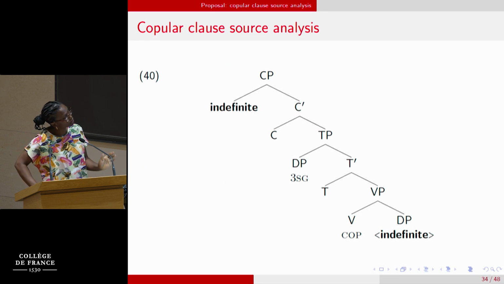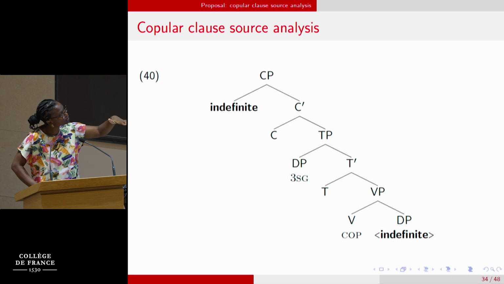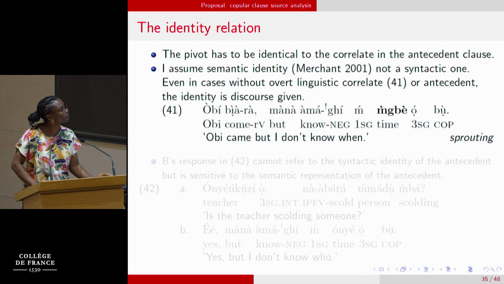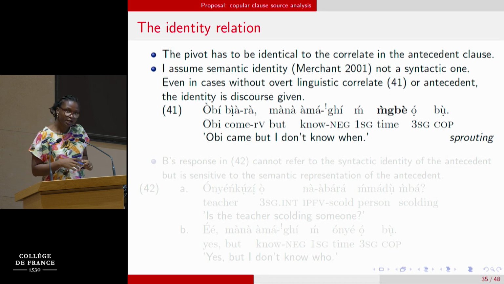So here is a structure. We have this post-copular DP element, which is moved to the specifier of a CP in the embedded clause position. So going by the copular clause analysis, how do we now establish this kind of identity with what we have in the antecedent clause?